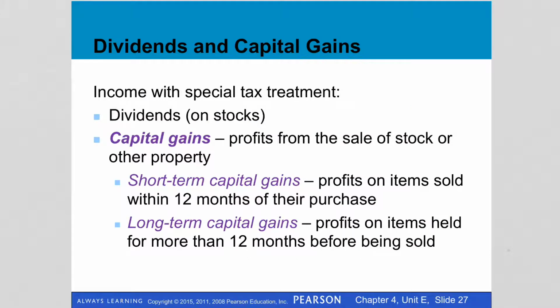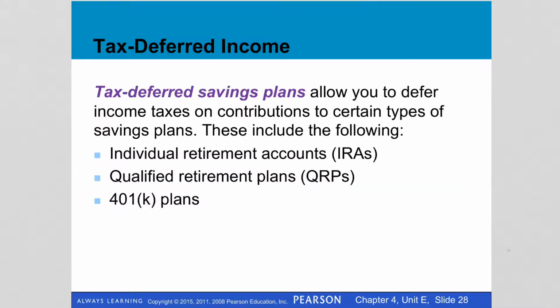One more topic we need to talk about, dividends and capital gains. You can get dividends on stocks and capital gains. There's short-term and long-term gains. Short-term's less than 12 months, long-term's more. And then there's tax-deferred income, and those were things like an IRA, like a retirement account, or a 401k. All those are retirement accounts. You don't pay taxes on the amount of money that you put into a retirement account.